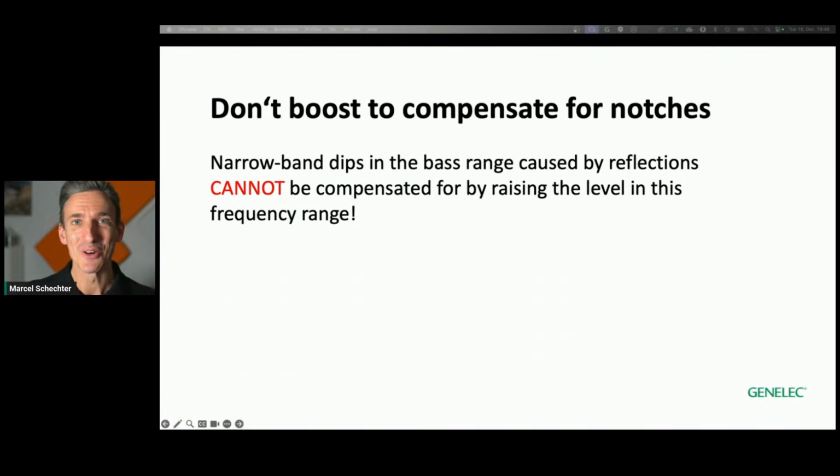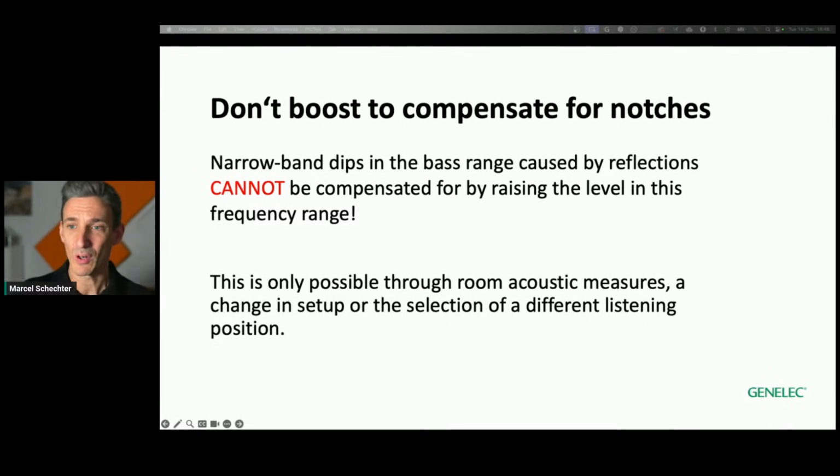So once again, because it's so important, don't boost to compensate for notches. So these narrow band dips in the bass range are caused by cancellations, and you cannot somehow compensate for that with boosting.